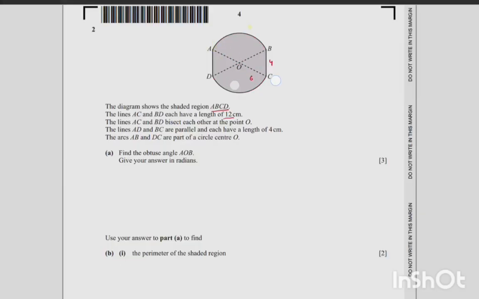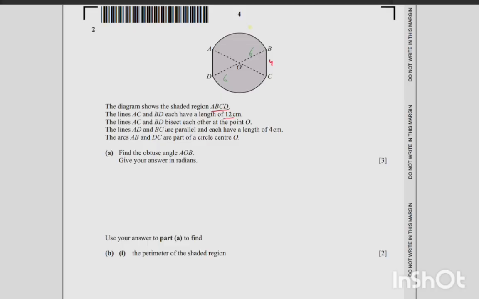Okay, dear students, we have question number two. The question says the diagram shows the shaded region ABCD, the lines AC and BD each have a length of 12 centimeter. The lines AC and BD bisect each other at the point O. First of all, this line is 12 centimeter, so this will be 6 and this will be 6. Also this makes a center.